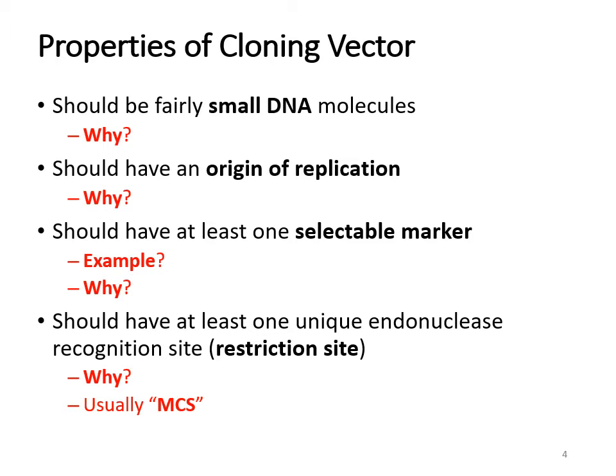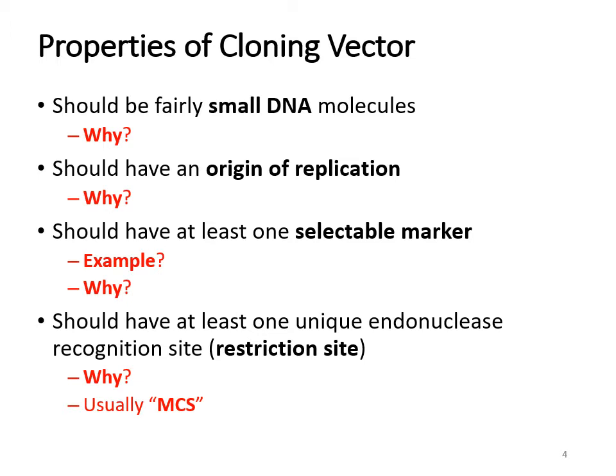Then we say that the cloning vector should have at least one selectable marker. And think of the labs that you've done with transformations. What are some selectable markers that we tend to use? Well, one I've mentioned repeatedly already in the few minutes of this lecture, which is antibiotic resistance. The other is a color change.